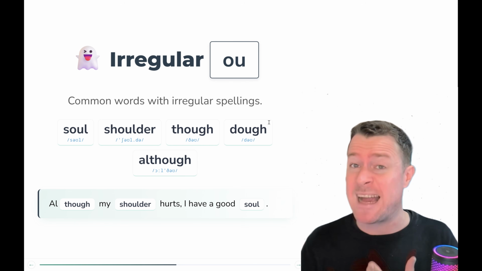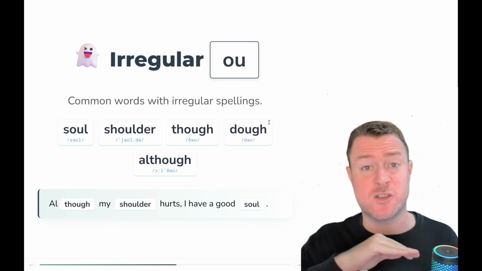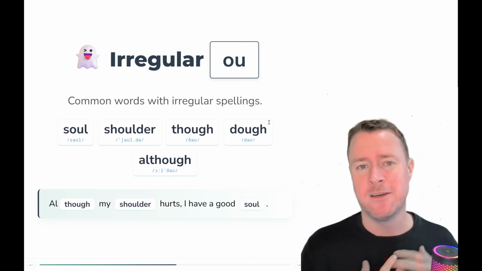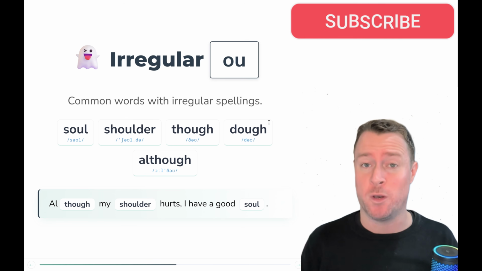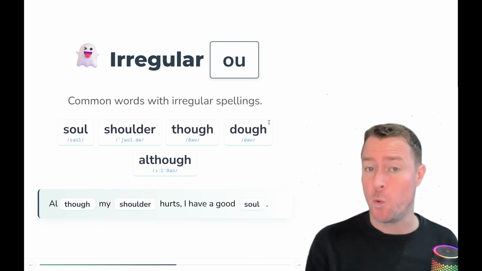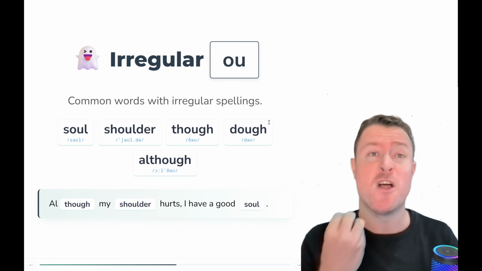Not many people actually have this accent these days in the UK. They might say soul, soul. But actually, if you're on the BBC or you're speaking in a big palace or castle, you might hear soul, soul, and shoulder, shoulder, though, dough. These are very common.